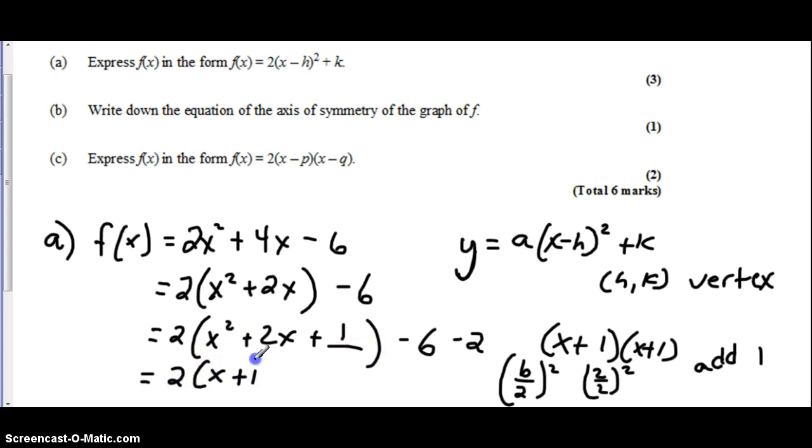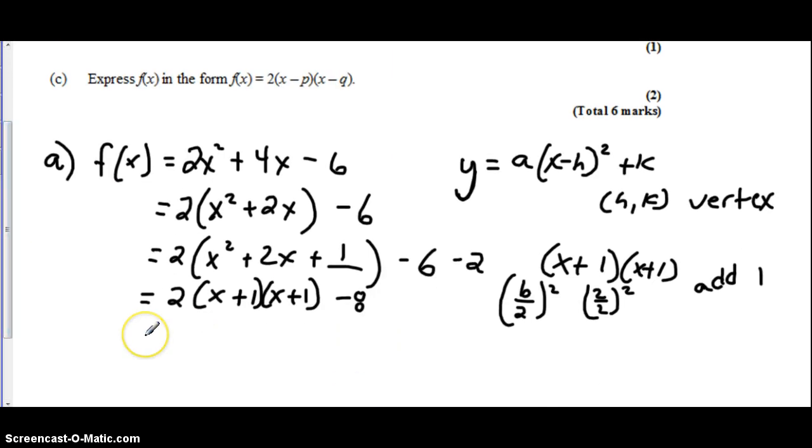So now we have a perfect square here. It's (x plus 1) times (x plus 1) minus 8. So we can create our vertex form of 2 times (x plus 1) squared minus 8. And so our h, the x value of our vertex, is negative 1, because remember our equation is written as (x minus h) squared. So our vertex for this parabola would be (negative 1, negative 8), and there'd be a stretch factor of 2.